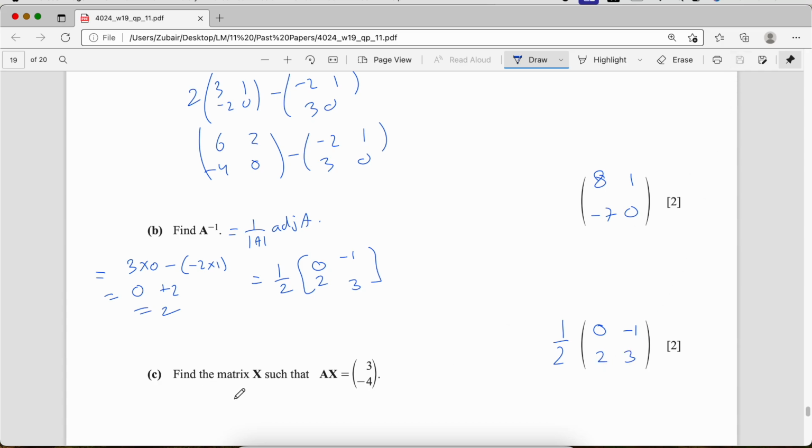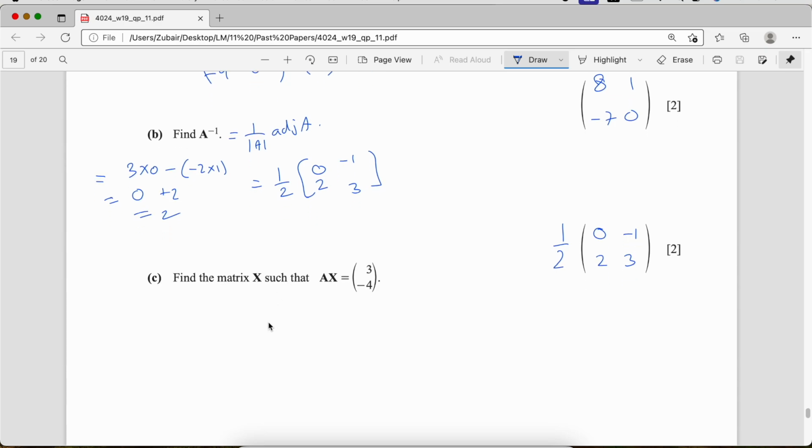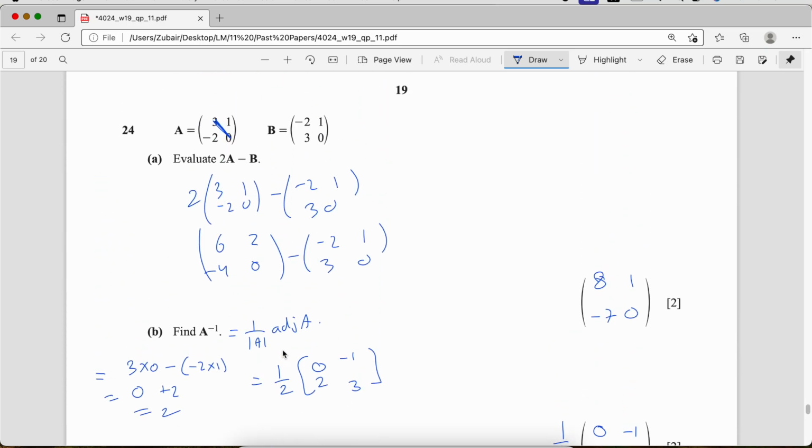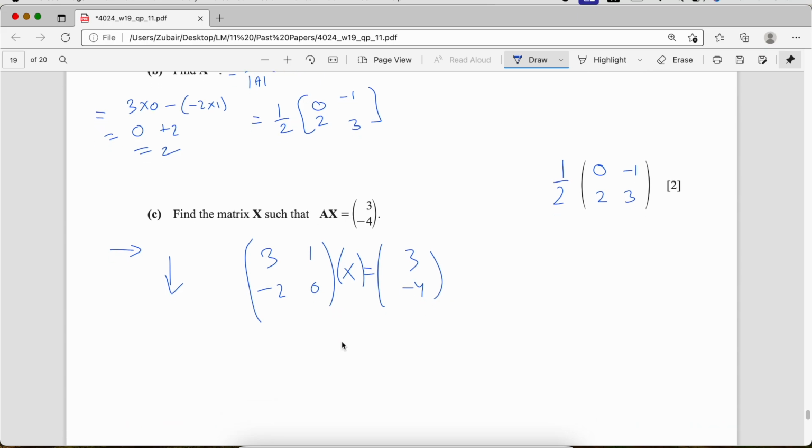And the last is find matrix X such that AX is equal to (3, minus 4). So I'm copying A, that was (3, minus 2, 1, 0), times X is (3, minus 4). This is again a matrix. Now when we multiply matrices, we multiply row into column. So I'm getting 3 in the first part, so that must be 3 into something plus 1 into 0, or else it won't be 3. So I'm assuming that 3 is multiplied with 1 and then with 0.